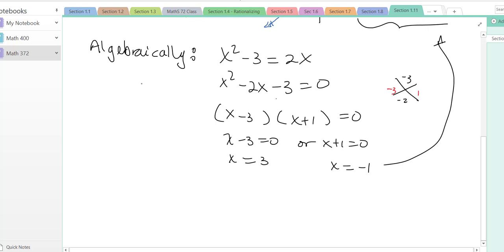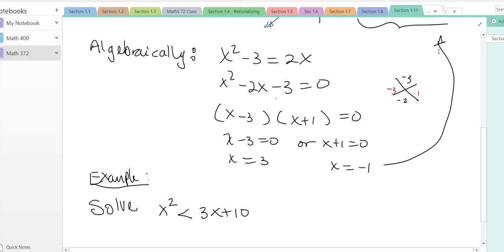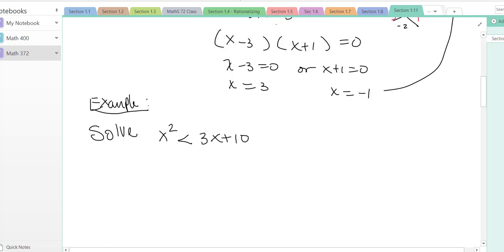Okay, the other part. If you've noticed in WebAssign, section 1.11 is very short, just because we're going to get into graphing later, but there are some things that I did want you to look at. So say the other type of example is, say I want to solve the inequality x squared is less than 3x plus 10. So now this is an inequality, but for the most part, we can do the same thing that we did above.